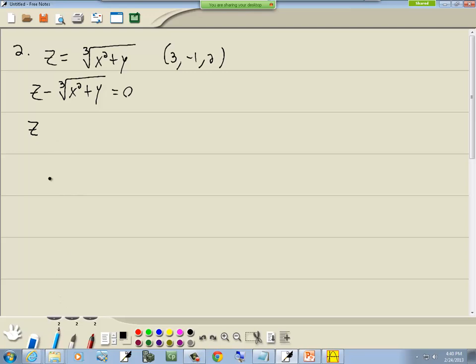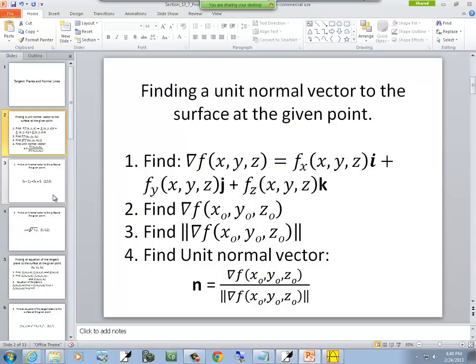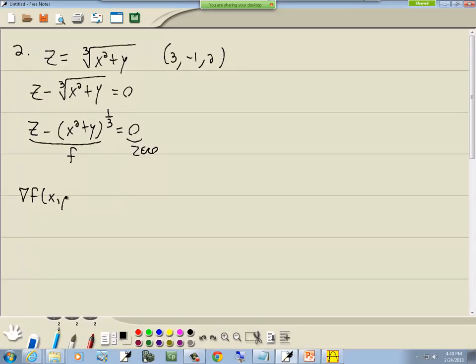And let me go ahead and rewrite that. We know we don't want radicals, so this will be x squared plus y to the 1/3 power equals 0. Okay, have to have a 0 on one side, and then this is going to be our f. So first thing we need to do is find del f of x, y, z, which is going to equal the partial with respect to x, i, plus the partial with respect to y, j, plus the partial with respect to z, k.